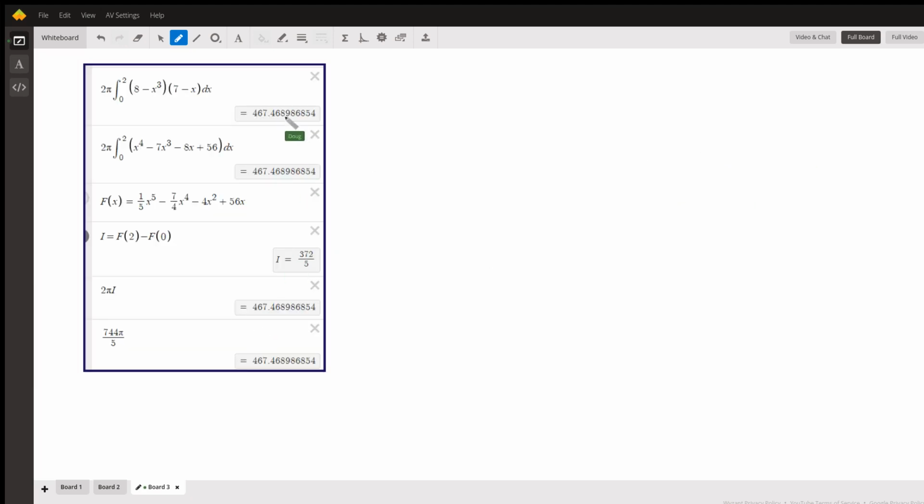Okay, and so here's what that looks like. It looks like the decimal approximation is 467 point something. If you multiply these two binomials together, you get this 4-term polynomial. If you find the antiderivative of this, that's this that I called f of x. F of 2 minus f of 0 gives us the value of this definite integral, 372 over 5. Then if I multiply that by the 2 pi, I'll get the final answer. And here's an exact answer, 744 pi over 5.